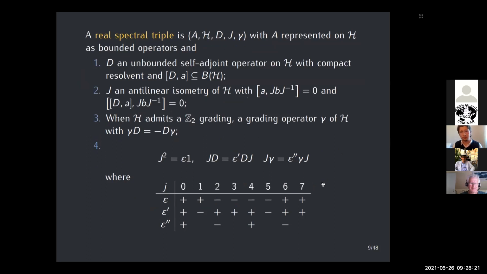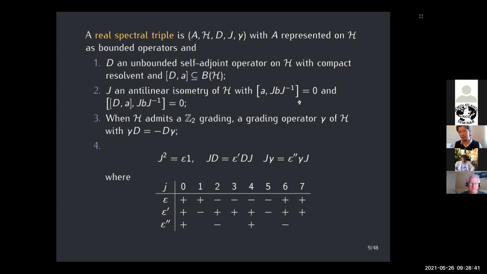But in addition, and this is where the inspiration from Tomita-Takasaki comes from, we want our antilinear isometry, our antiunitary operator, which I now call J, to implement what's sometimes called the reality condition or the 0th order condition. Basically, it takes the algebra to its commutant.